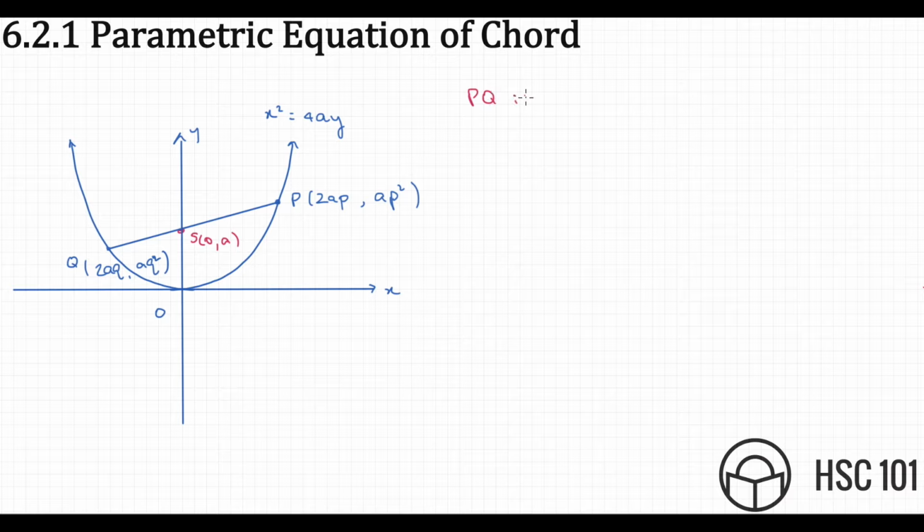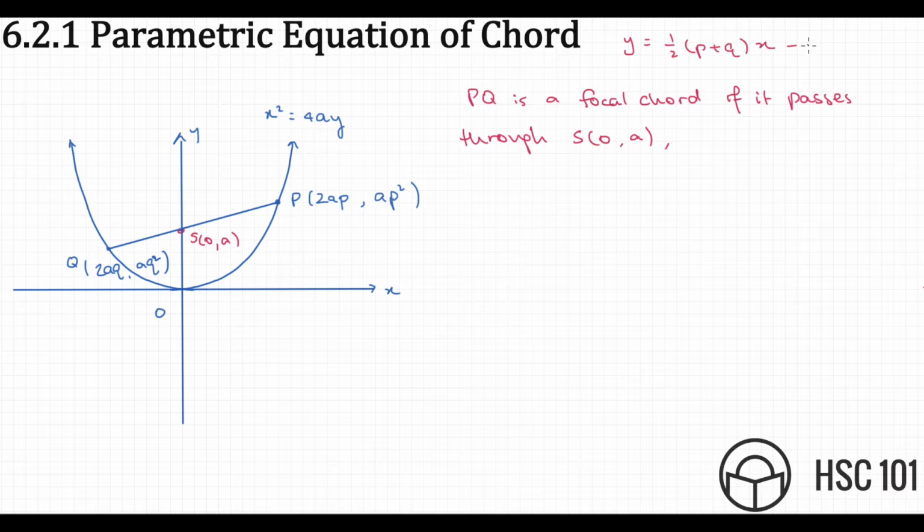To show that, let's say that this is S(0, a). So PQ is a focal chord if it passes through the focus, if it passes through S(0, a). And what that implies for us is, remember that the equation of the chord is given by y equals half (p plus q) times x minus apq. So if it passes through the focus S(0, a), I can take x as 0, y as a, and substitute everything into the equation of the chord, and everything should work out fine.